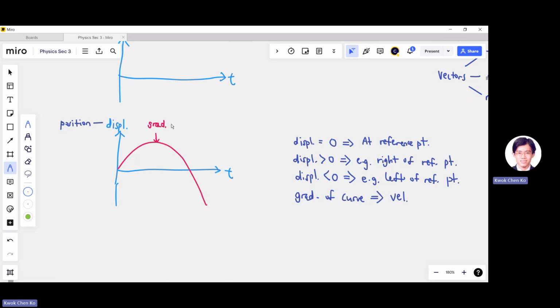What does zero gradient mean? Velocity is zero, and that means it's at rest. Make sure you can catch that implication. At rest for only an instant before it reverses backwards. And of course, make sure you realize this is the point of reversal, the point of turning back, the turning point, depending on whether it is up, down, or left, right.